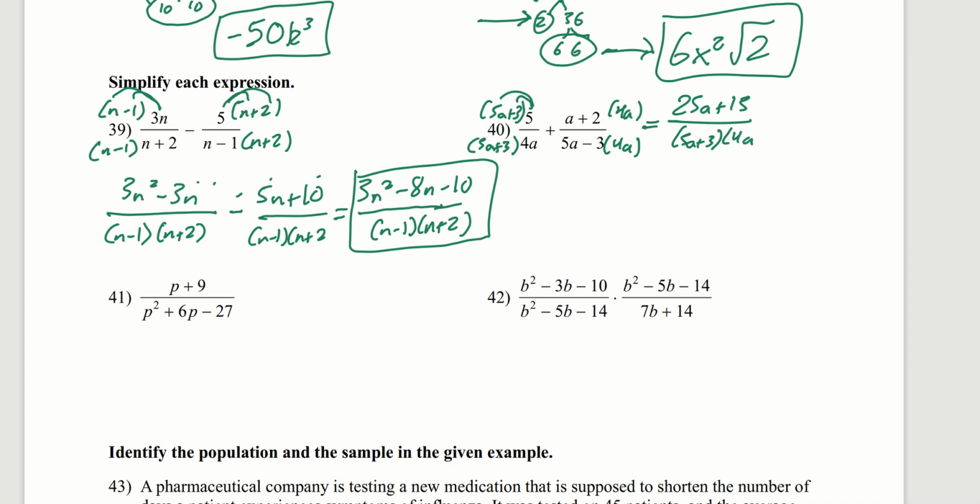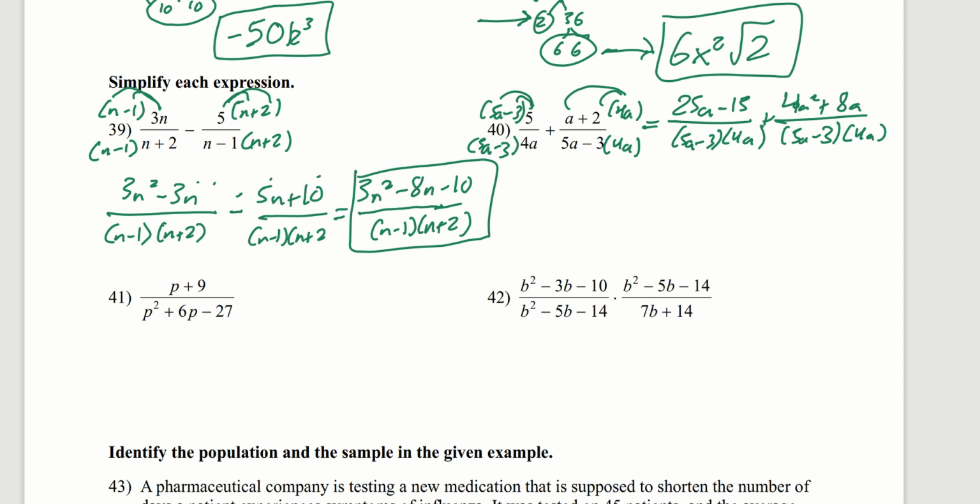And I'm sorry, that's 5a minus 3, so I need to fix that. 5a minus 3 on the top and on the bottom, which will just change the positive 15 to a negative 15. And then plus, second fraction here, same idea, I'm distributing. So 4a times a is 4a squared. 4a times 2 is 8a. And then over that common denominator, which again, I needed to make sure to change so it said minus 3.